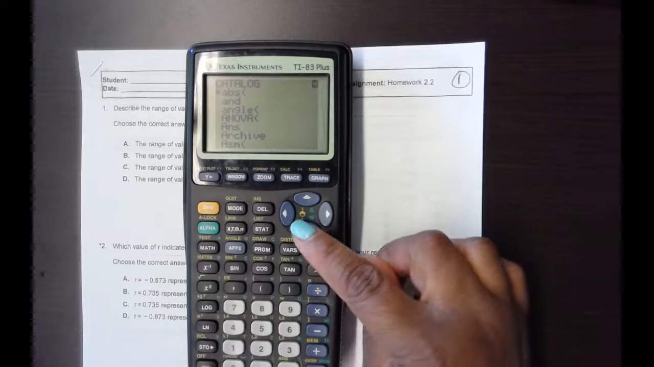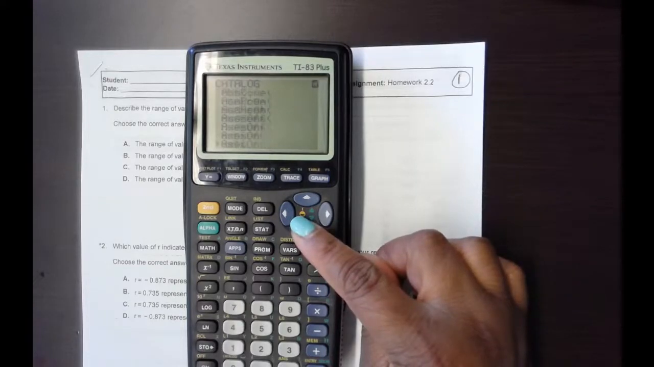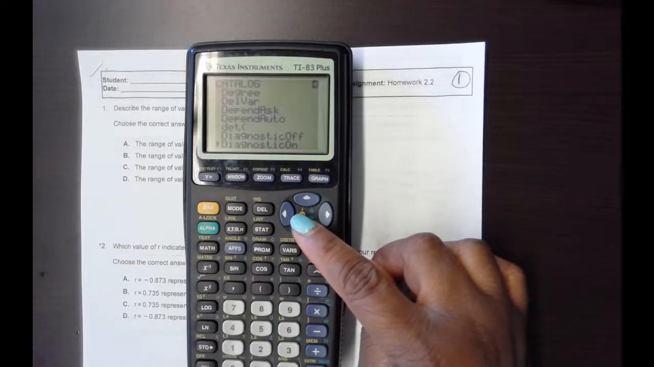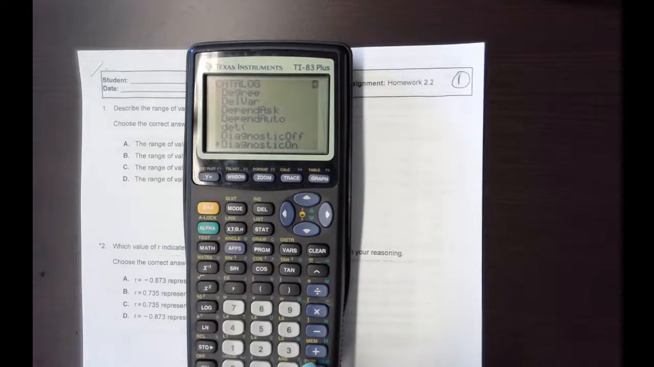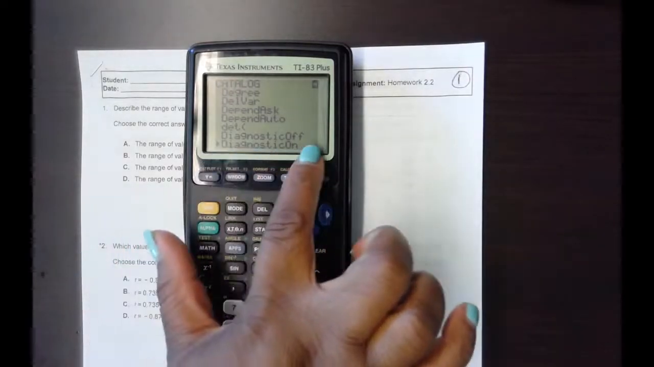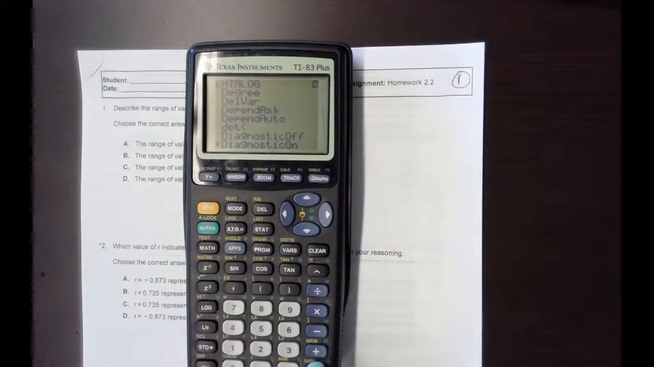And so what I'm going to do is scroll down. I'm just going to use the down button. And when I get to diagnostics, notice how everything is in alphabetical order. So this is all the things that the calculator will do. Here is diagnostics off, diagnostics on, and I need to ensure that it is on. So notice how my cursor is on the diagnostic on. I need to press enter to select it. The calculator is asking me a question right now. Do you want to turn it on? I'm going to say yes by pressing enter.